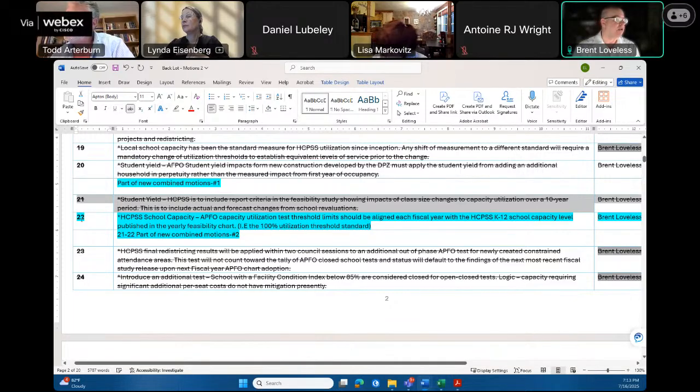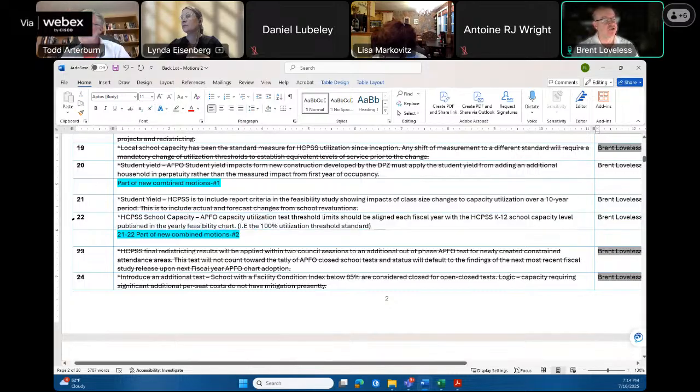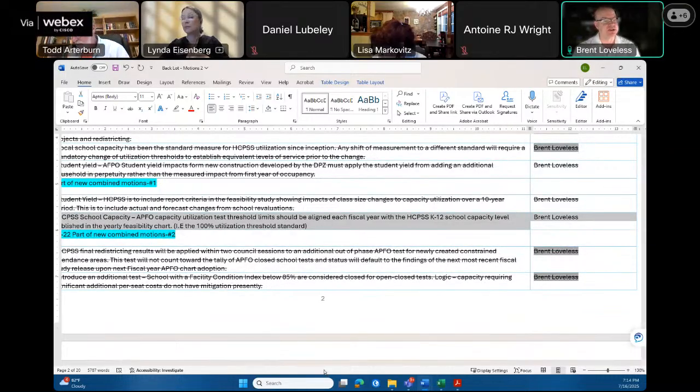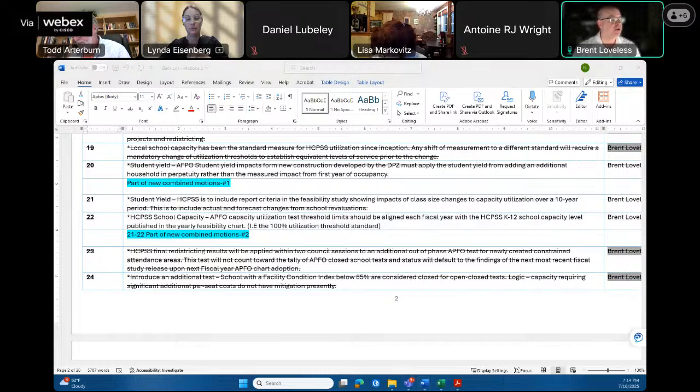A motion that APFO capacity utilization test threshold limits should be aligned each fiscal year with the Howard County Public School System K through 12 school capacity level published in the yearly feasibility chart. In other words, the 100% threshold standard.